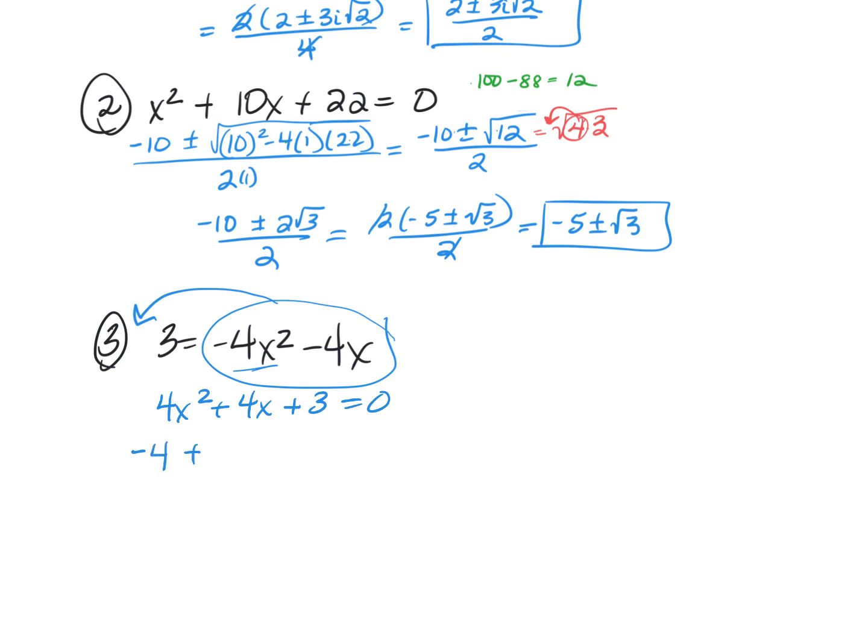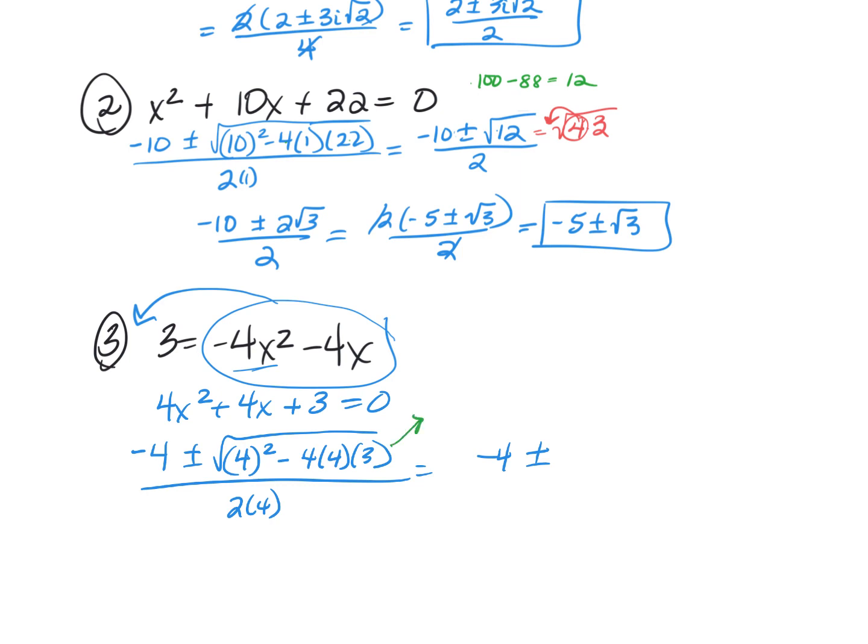Negative b plus or minus the square root of b squared minus 4 times a times c, all of it over 2 times a. Okay, let's clean it up. Negative 4 plus or minus, let's see what's going on underneath the radical here. I've got 16 minus 16 times 3, which is 48, which gives me a negative 32. Okay, we can handle this. So it's going to be the square root of negative 32 over 8.